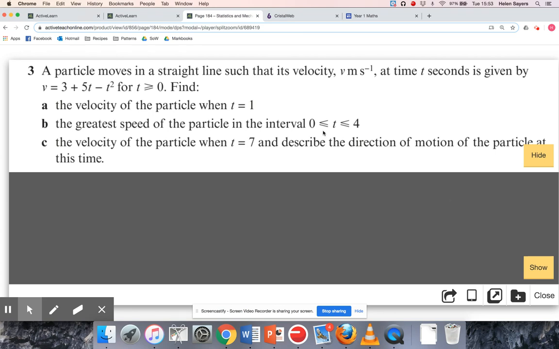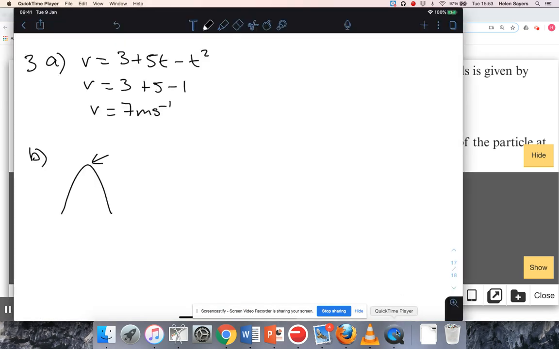They have given me an interval from 0 to 4. So as long as my answer falls between 0 and 4, it's going to be a legitimate answer. So tell you what the quickest way is, let's just get the vertex from your calculator. So you can either get the vertex from your calculator, or, so I would check that as well, just check we get the same answer.